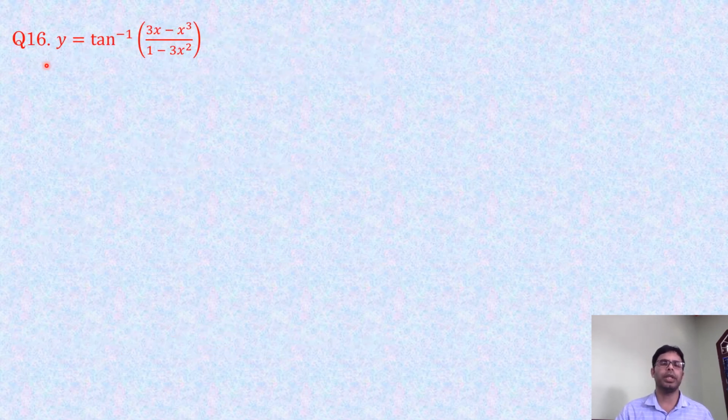So the next question is y is equal to tan inverse of 3x minus x cube divided by 1 minus 3x square. And here we have a special substitution. You can solve the problem by the direct method by taking this total term as x. So dy dx is equal to 1 by 1 plus this whole square, then d dx of this term, and by simplifying that you can find the answer also. But I am not using that method here. I will simplify this function before differentiation.